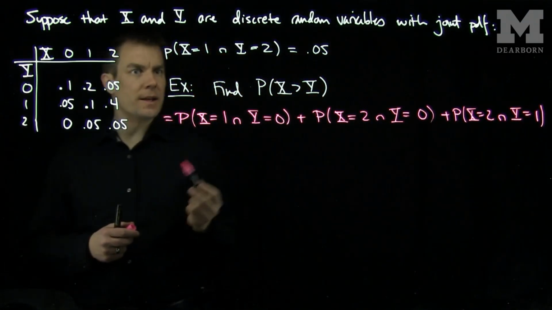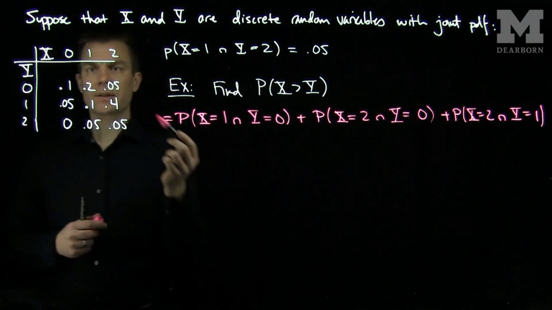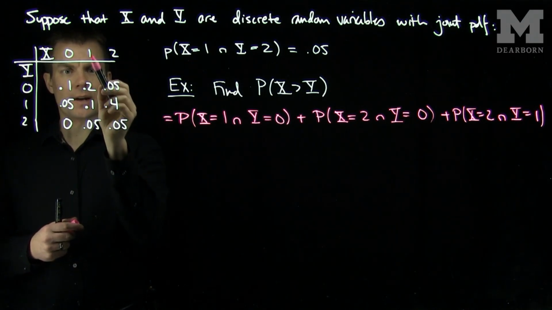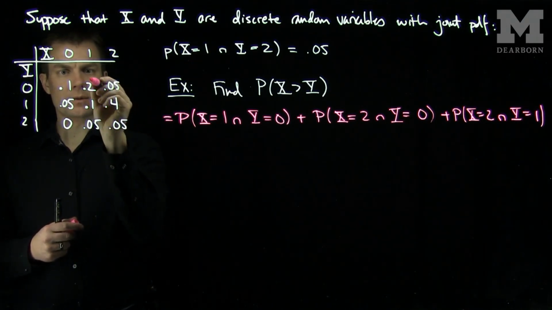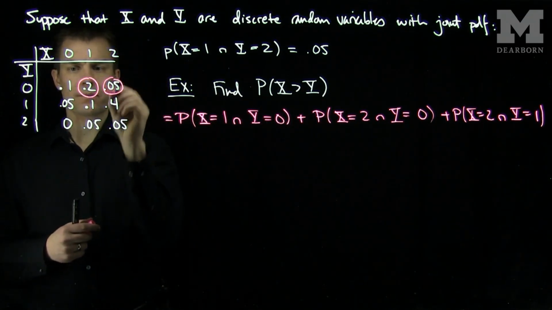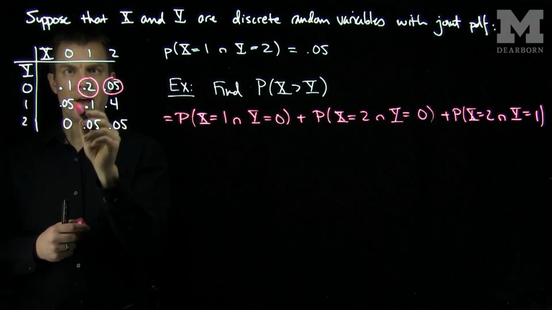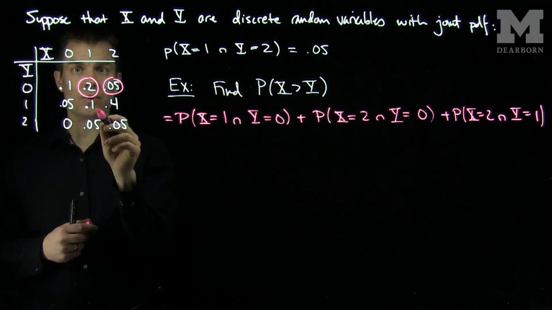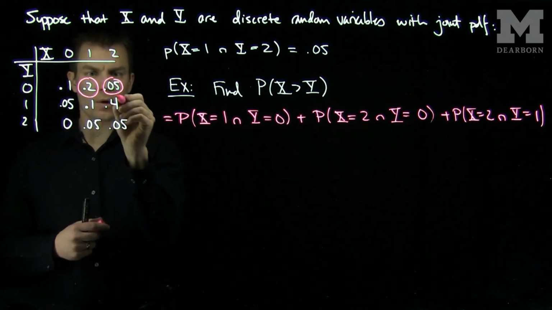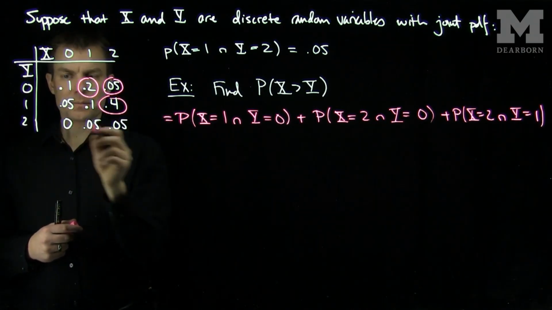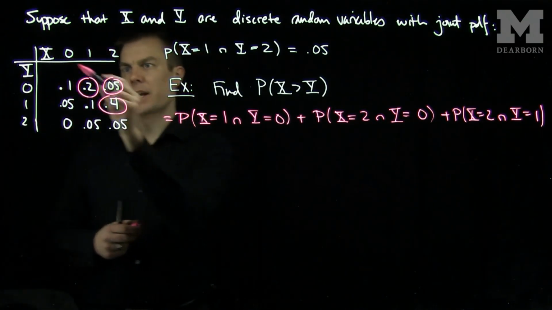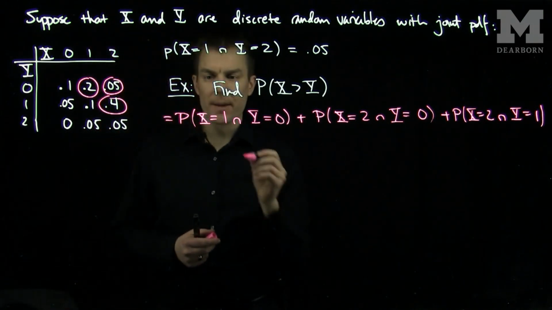In other words, when is X larger than Y? X is larger than Y, not here because X and Y are equal to each other. When X is 1, Y is 1, and Y is 0, that counts, so this value will work. When X is 2 and Y is 0, this will work. When X is 0 and Y is 1, that will not work. When X is 1 and Y is 1, that will not work because they're equal to each other. So when X is equal to 2 and Y is equal to 1, that will also work. And then when Y is equal to 2, it can never be less than X because X is always less than 2. So we add up these three probabilities.